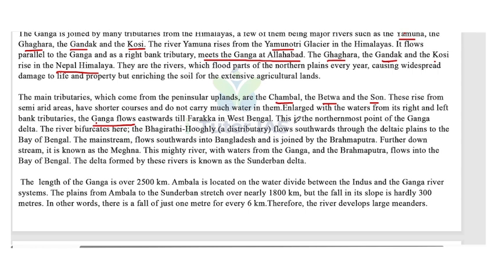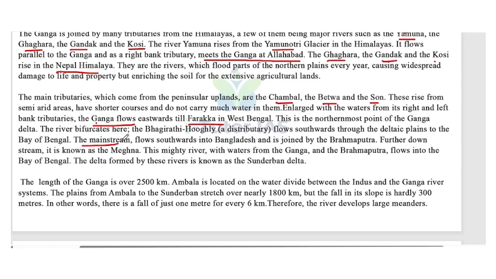Now, this is the northernmost point of the Ganga Delta. So this area, Farakka in West Bengal, is the northernmost point of the Ganga Delta. The river bifurcates here, and the Bhagirathi Hooghly, a distributary of Ganga, flows southward through the deltaic plains to the Bay of Bengal.